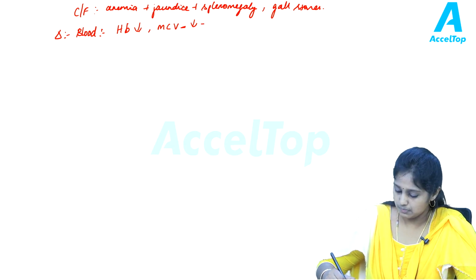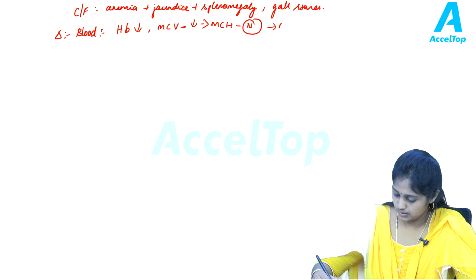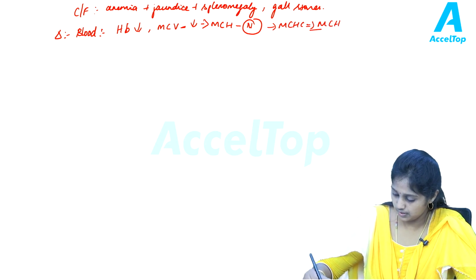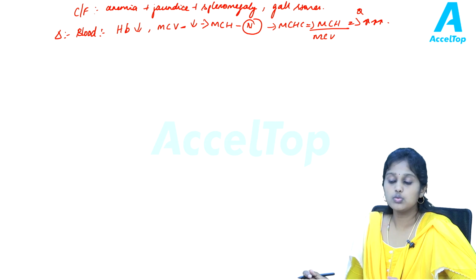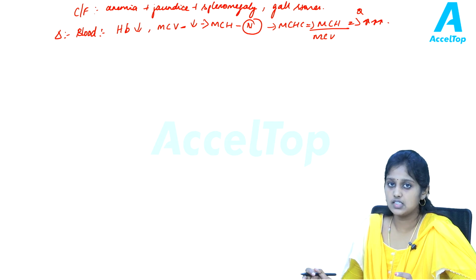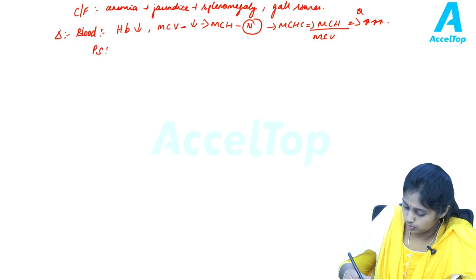So the MCH is normal. MCHC is MCH divided by MCV, so this is increased. With reduced MCV and normal MCH, an increased MCHC is seen in hereditary spherocytosis. In the peripheral smear, what will you see?